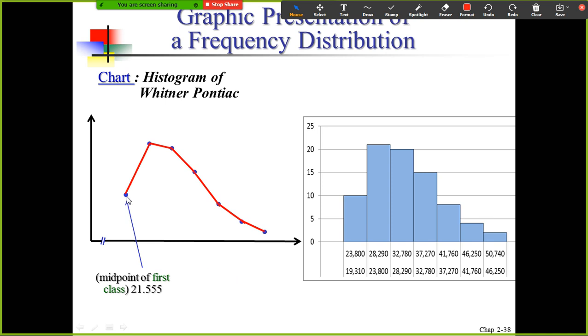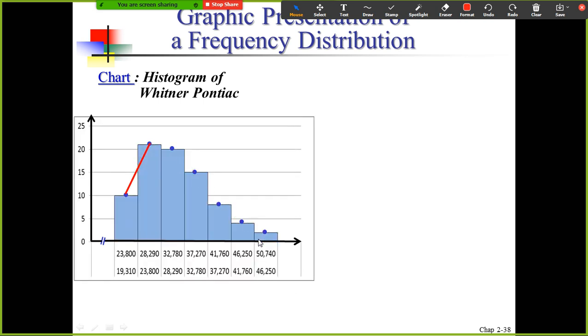This is the first class midpoint from the table, 21.555, but actually in thousands. The last one is the class midpoint of the last class, 48.495 thousand. Okay, so this we call a frequency polygon. So again, how to draw a frequency polygon? In order to draw a frequency polygon, you need to find the class midpoint. If you have a histogram, it's easy to find the class midpoint.